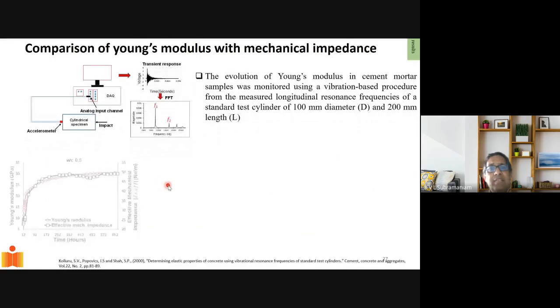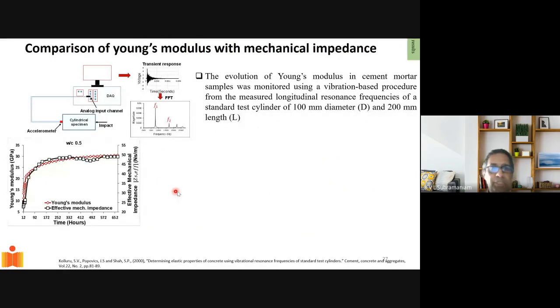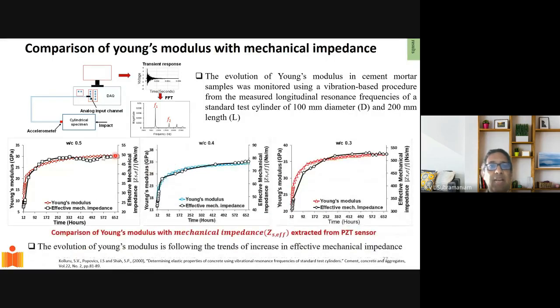And basically, we were able to back out the Young's modulus of the material and match it with the effective impedance of the concrete medium that we were able to determine from the vibration signature of the PZT. So what you see here are graphs of concrete with different compositions. We find that the Young's modulus of the concrete, which is measured using a different technique, a vibration-based technique, matched very closely with this effective mechanical impedance of the material medium that we got from the measurement using the embedded PZT.